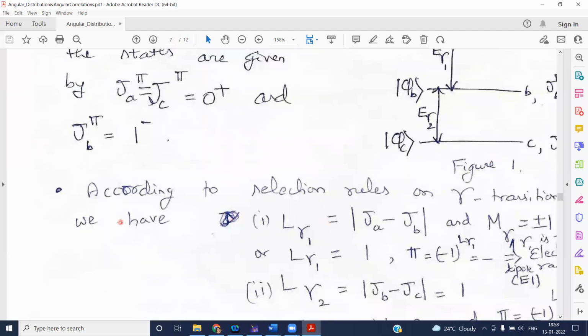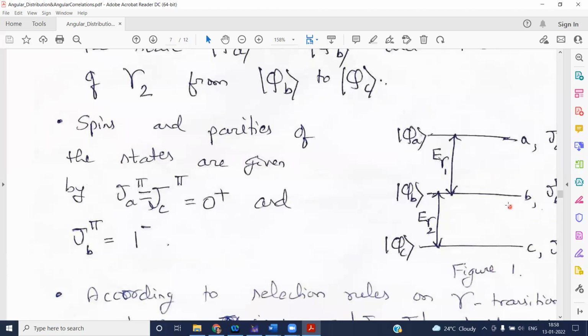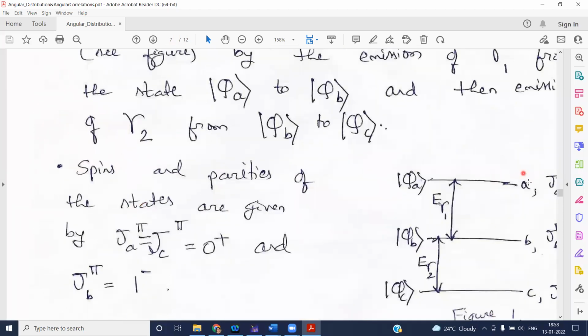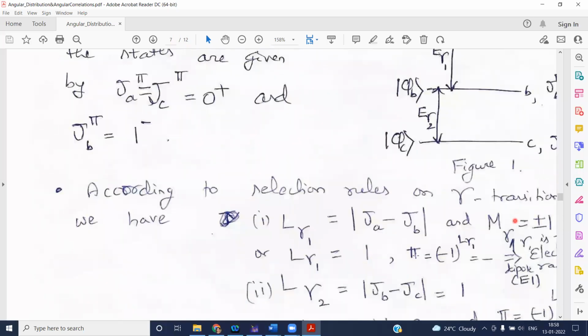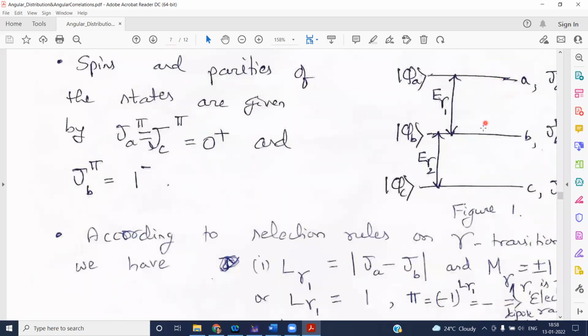So I will say, according to selection rules on gamma transition, L gamma 1 is |J_A minus J_B|, which is 1. And for parity change, it is minus 1 to the power L gamma 1, which is minus. What is pi_A into pi_B? Pi_A is plus, pi_B is minus. So the product of parity is minus. So the parity selection rule says, if pi_A into pi_B is equal to minus 1 to the power L, it is electric type. So I have an electric dipole radiation. From first A to B, it is electric dipole.